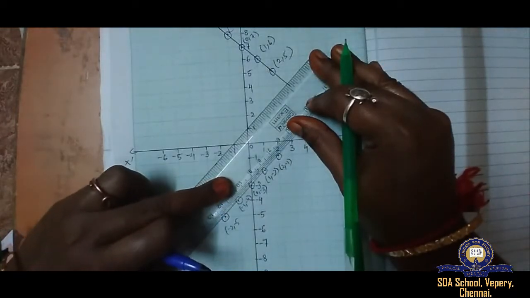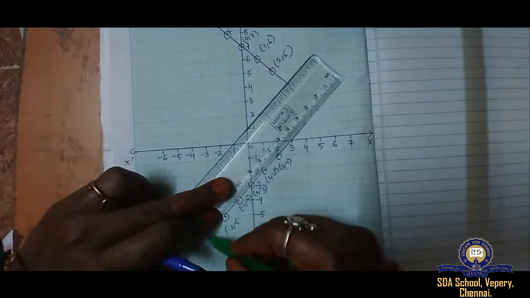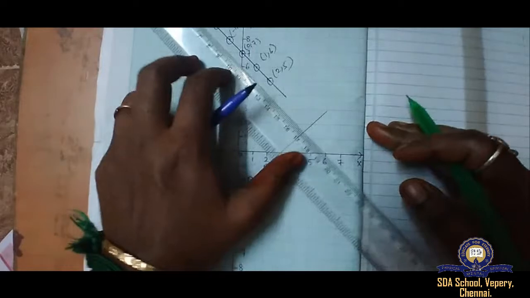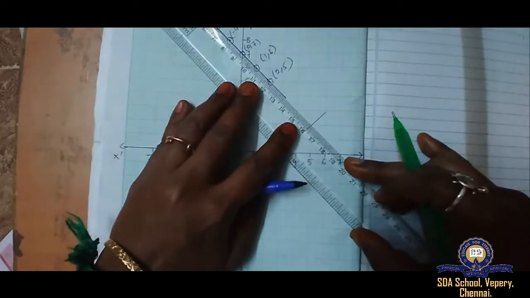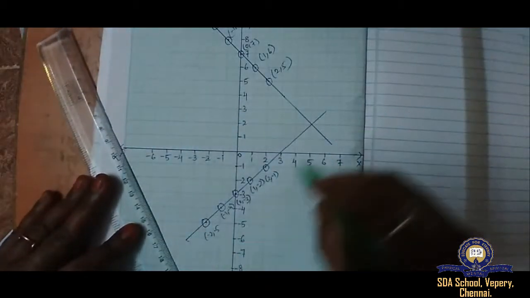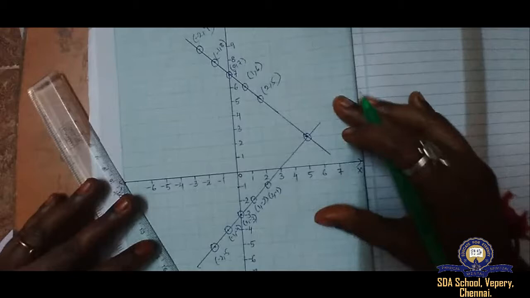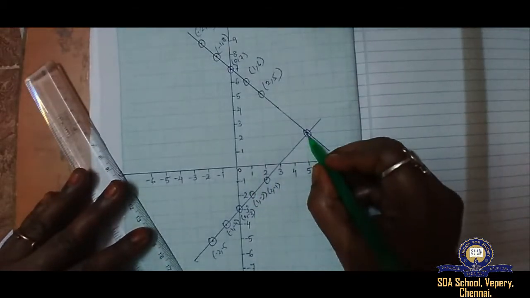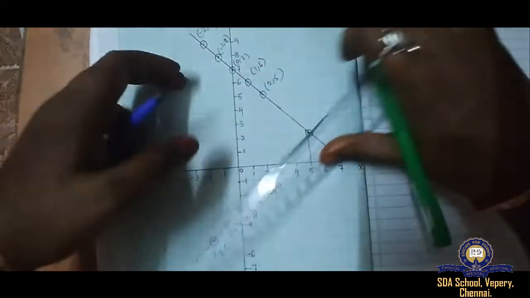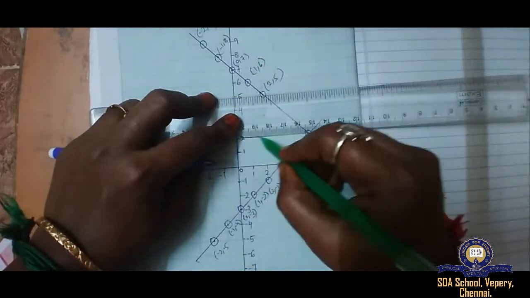Join the dots exactly. The diagonal shape will come in the box, so you can join it properly. Here we need to find a solution. So the connecting point of both the lines is what? We have to see. The connecting point is this. Here x is 5 and y is 2. This is the solution we need to write for this question.